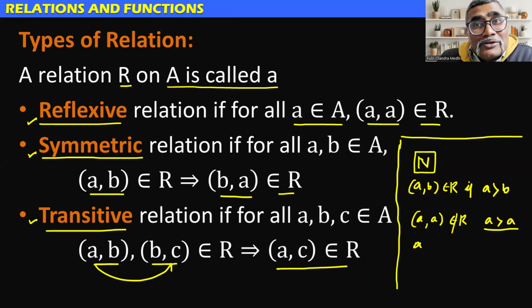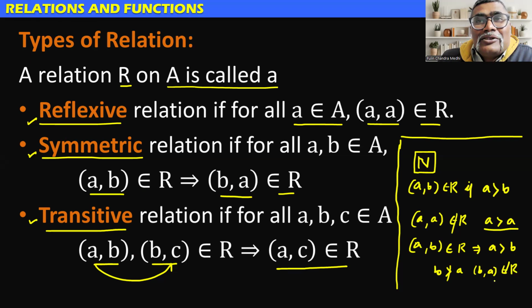So for symmetric, you should start with one pair where they are related already. So I consider that A and B are related. If A and B are related, then I can say according to the condition that A is greater than B. Will it imply B greater than A? No chance. If A is greater than B, B cannot be greater than A. If B cannot be greater than A, then will BA be in R? Not at all. So what does that imply? It implies that it is not symmetric.